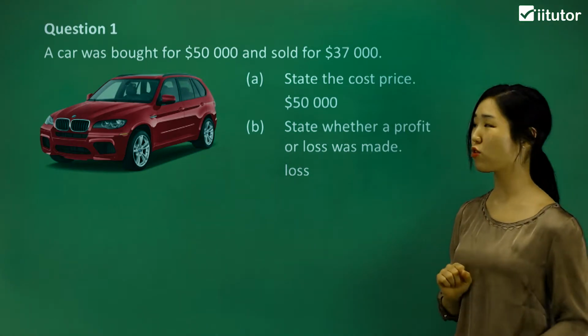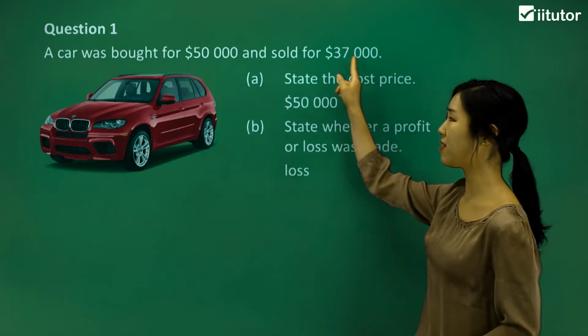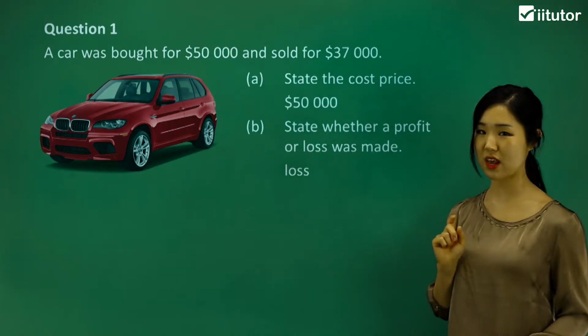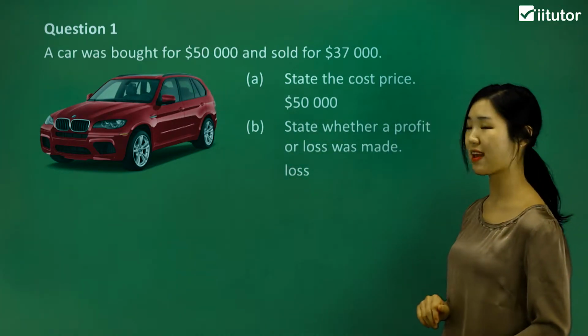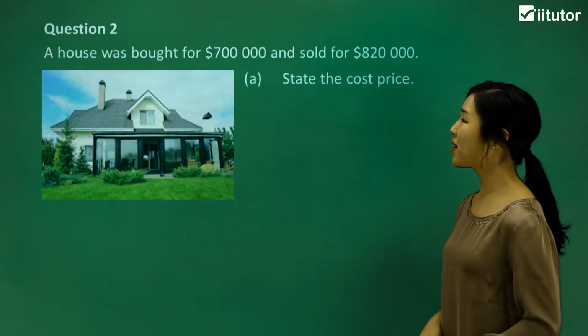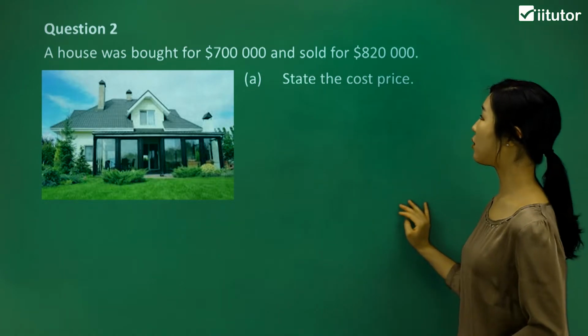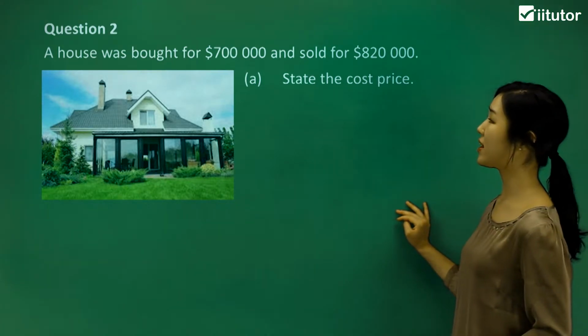So you just have to make sure you know whether or not the selling price is less than or greater than the cost price. Just keep that in mind, and that will help you for the next few questions as well. So, question 2. It says a house was bought for $700,000 and was sold for $820,000.